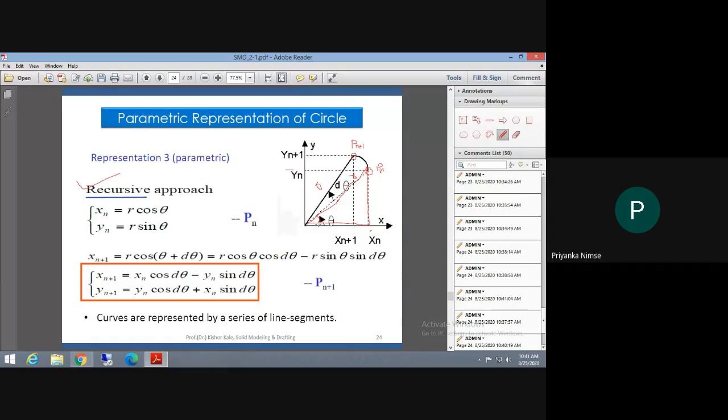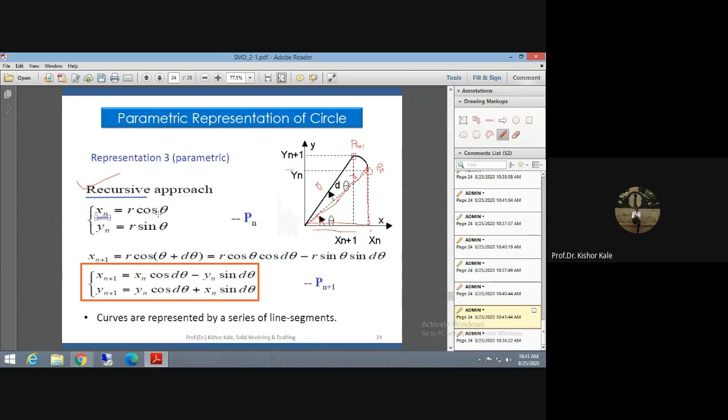Cos theta is adjacent upon hypotenuse. Correct. So adjacent is xn for this triangle, and r is your hypotenuse. That forms cos theta. So we can write xn equals r cos theta. Are you getting me?